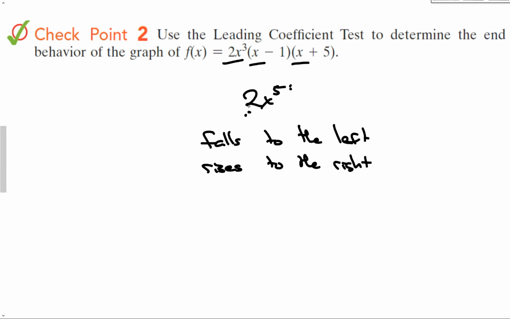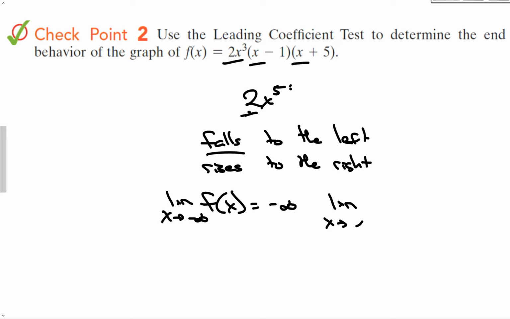Well, I know that because this leading term is positive and it's odd, so the ends are going to be different, and I want to end on going up. I want to end positive. Limit notation one more time. The limit as x approaches negative infinity of the function is negative infinity. The limit as x approaches positive infinity of the function is infinity because it's rising. Okay?